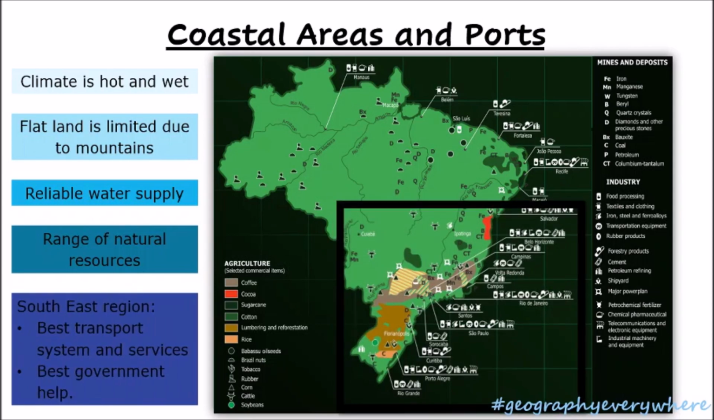This area, apart from having a large range of natural resources, also has the best transport systems and services. And the cities that are here also have the best government help. This encourages people to move to these areas and live in these areas.